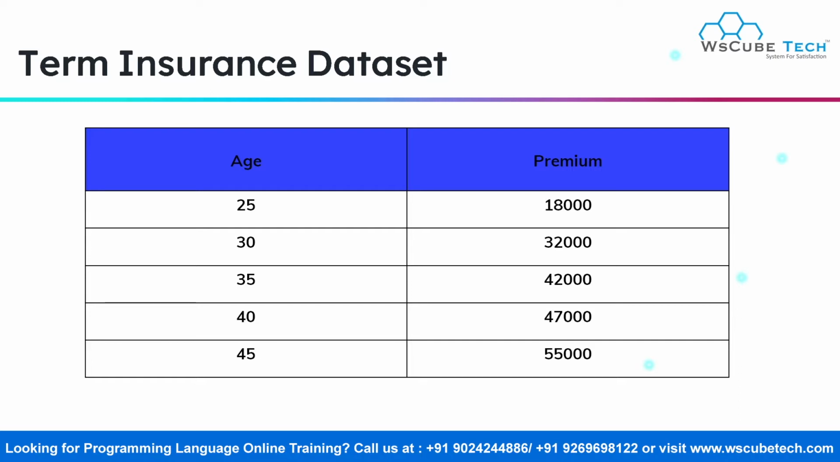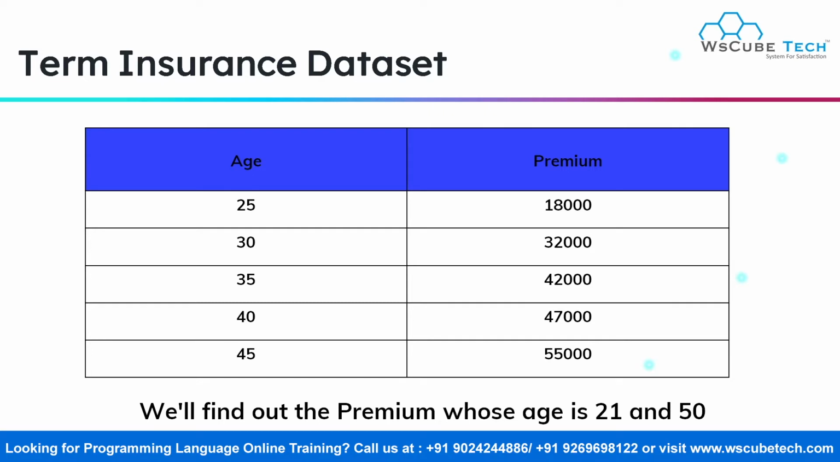This premium is nothing but what a person needs to pay. What we are going to do is the practical stuff: we will implement the linear regression model, making use of this data set that you are viewing. We need to find out the premium for a person whose age is 21, and then we are going to find the premium for a person whose age is 50.